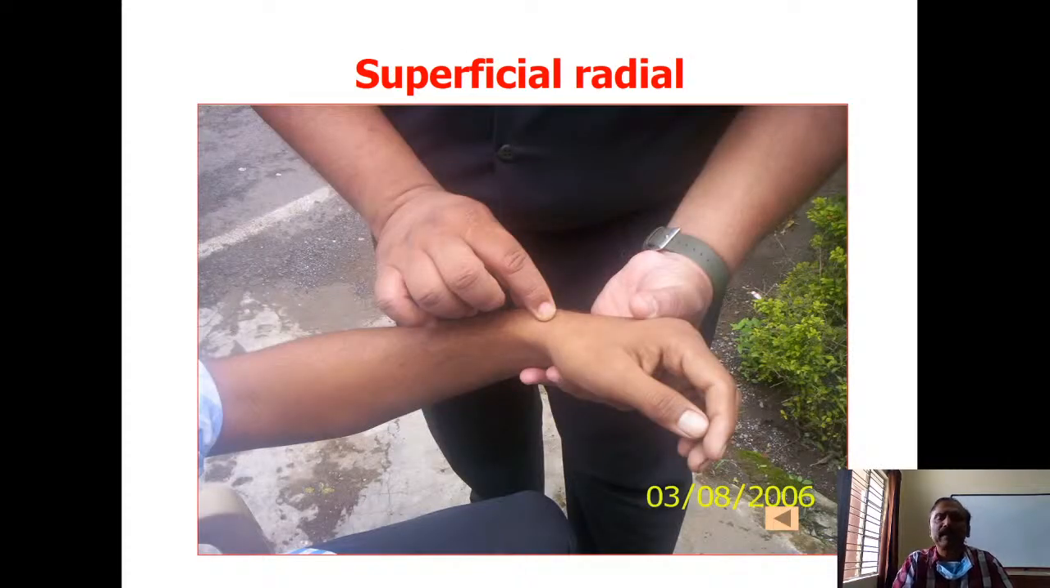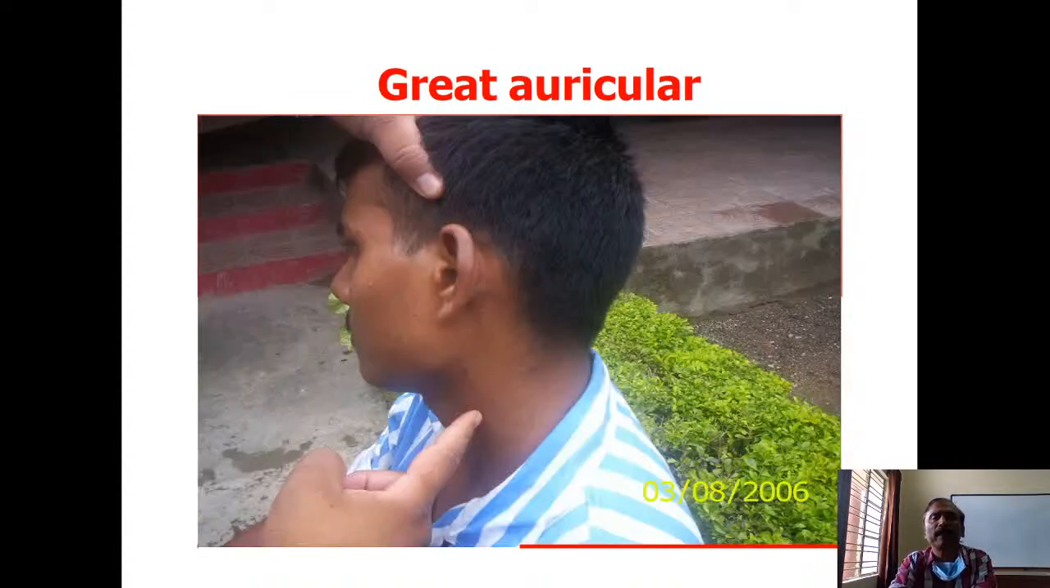The superficial radial. Now the superficial radial nerve is felt, not the radial nerve, in the radial groove, while the superficial radial is felt behind the wrist. You can see where the location is. Roll your finger over there and you will be able to feel the superficial radial.